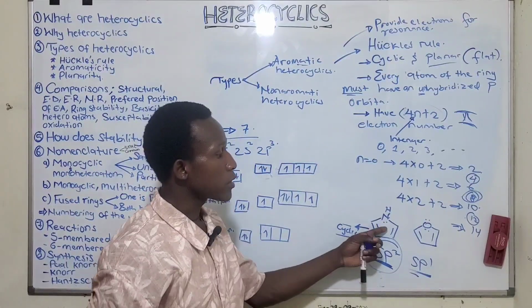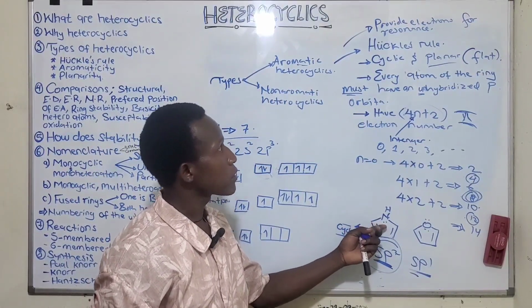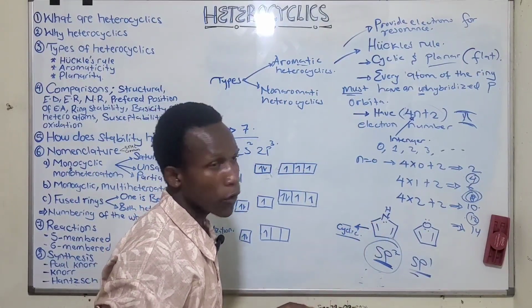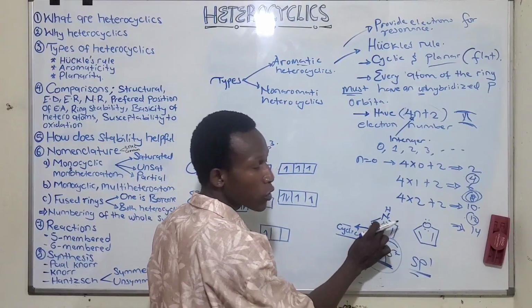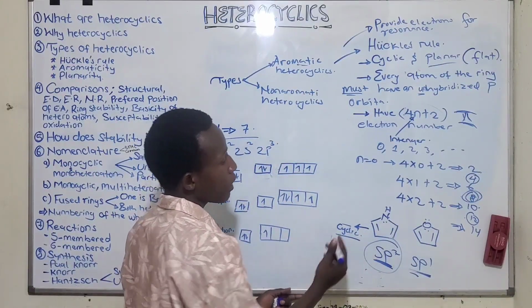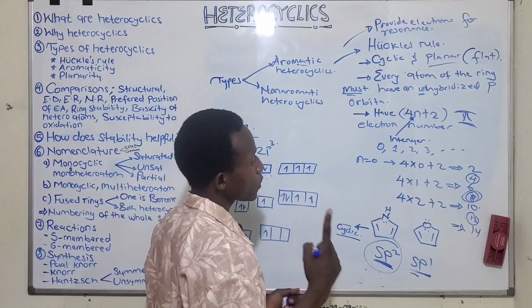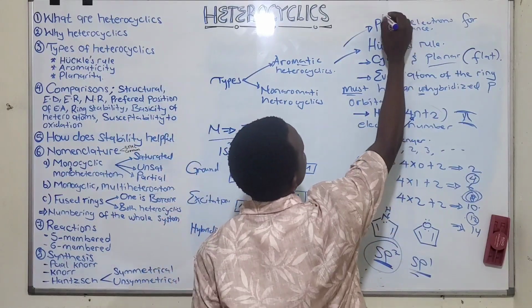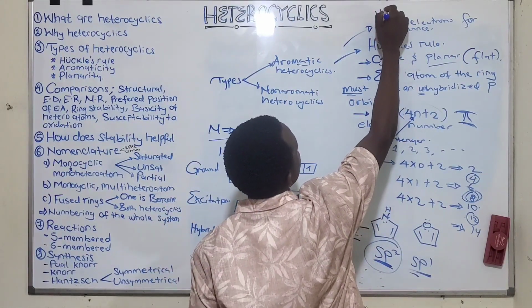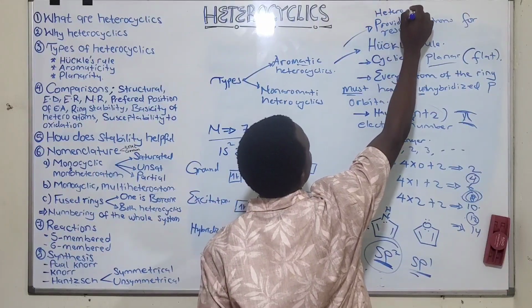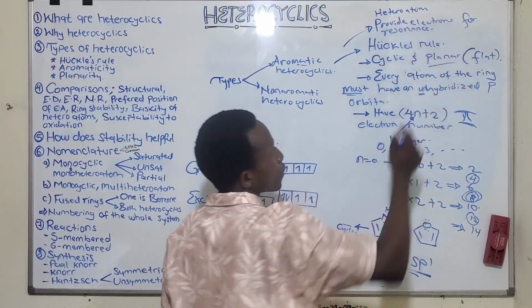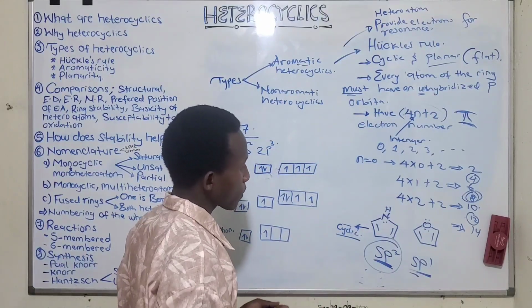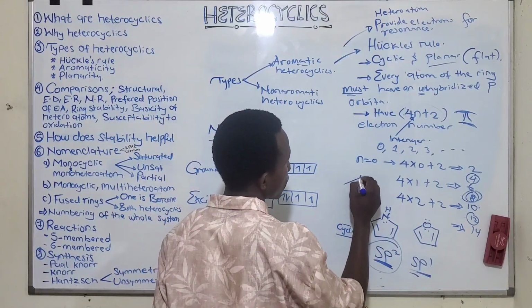So it can bring its lone pair of electrons, but sometimes we shall find, in some rings, the heteroatom provides only 1 electron for resonance. So the heteroatom provides electrons for resonance. For example, we have this pyridine.